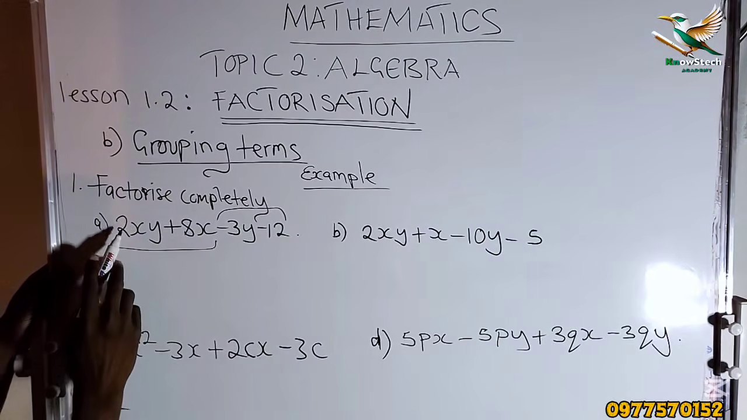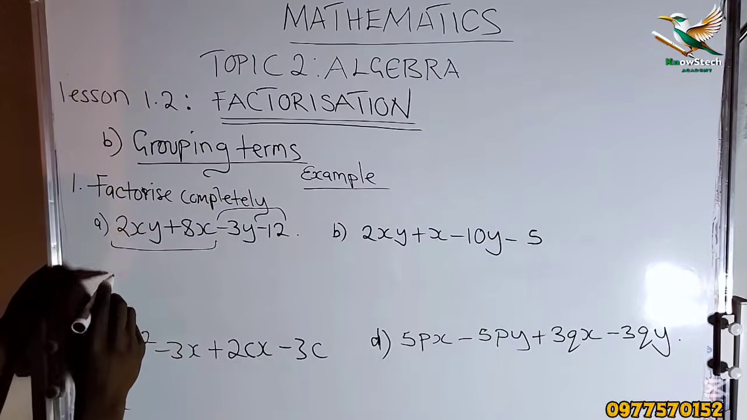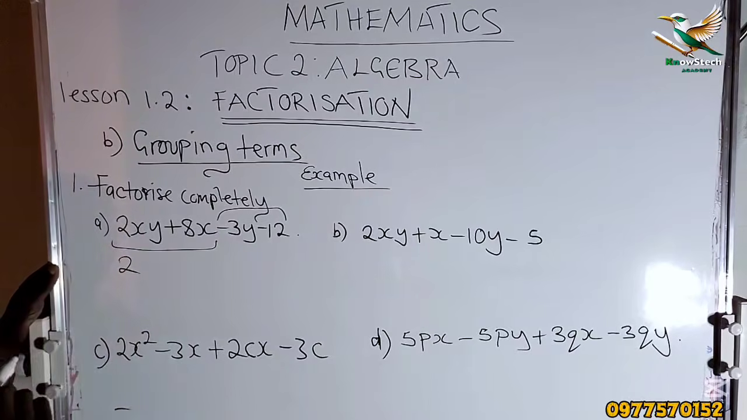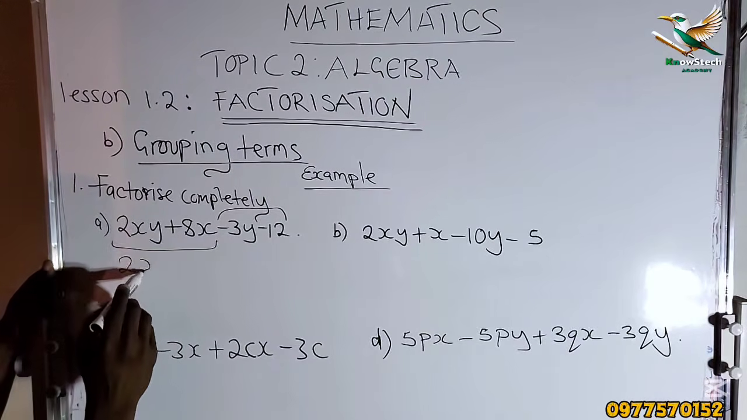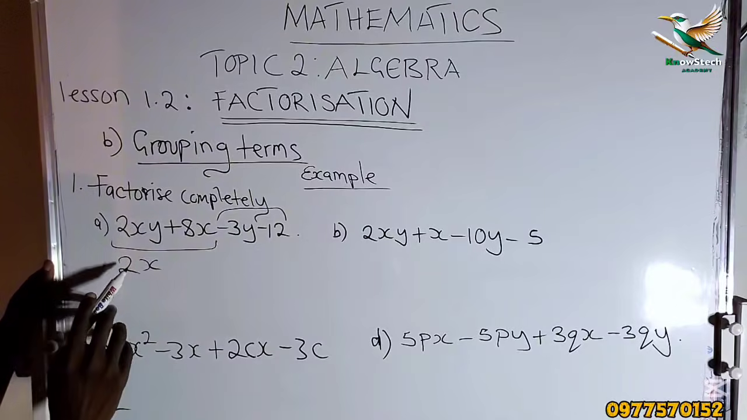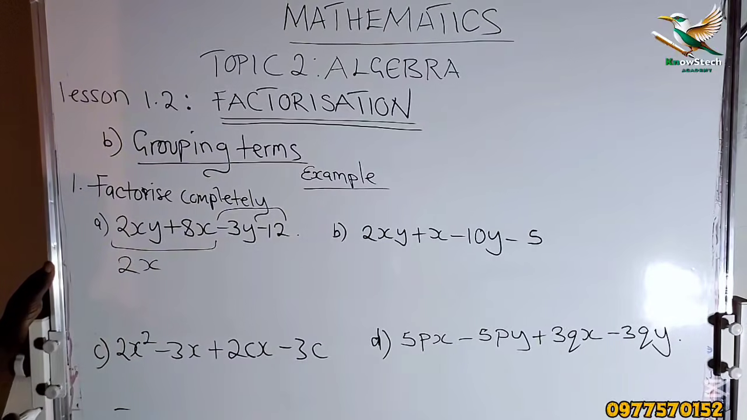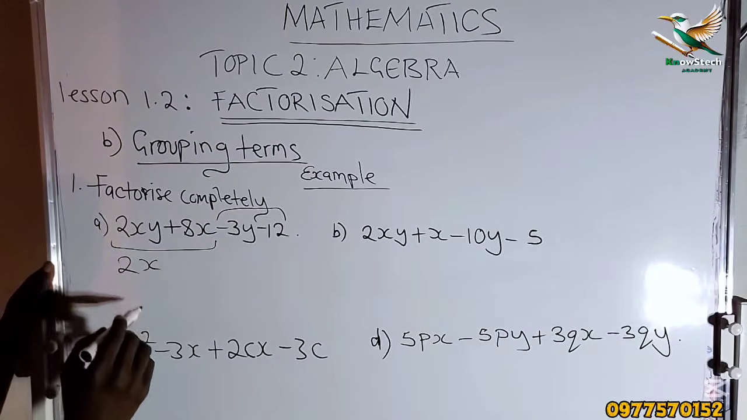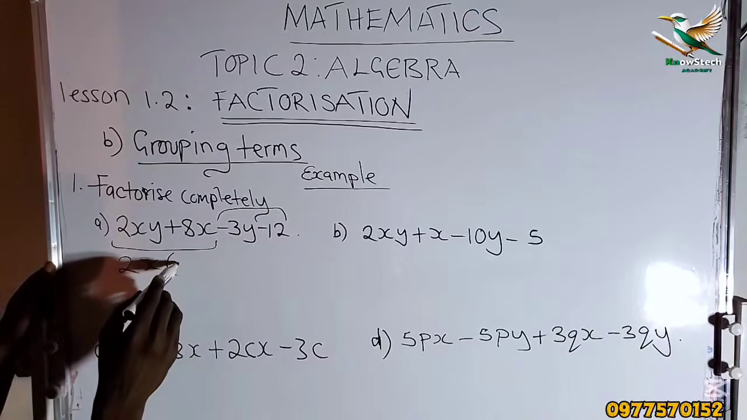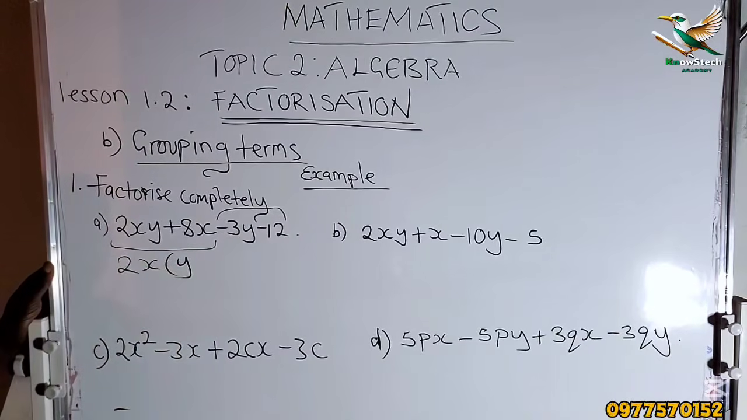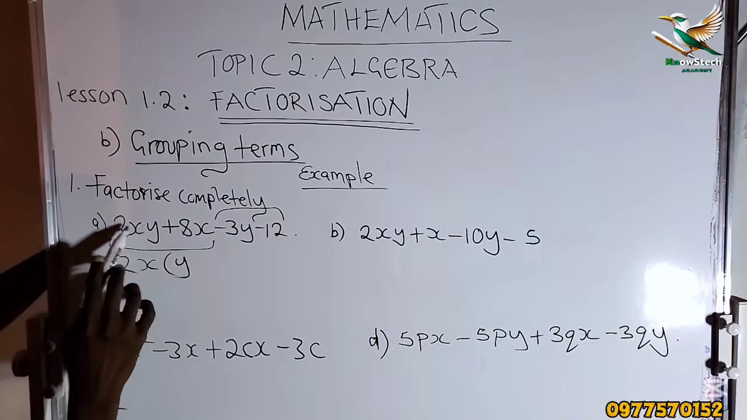So what is common here? 2 is common, so we're going to say 2 there is common. And also x is the common factor. Then 2 into 2, 2 will cancel. X and x will also cancel. We remain with what? Y. I hope you're following. This side will remain with y.